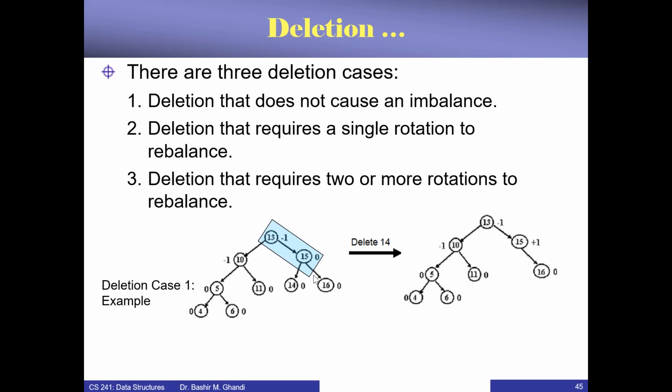In this case, this is the result you're going to get after deleting 14. The balance factor of 15 has changed to +1, and the balance factor of 13 has remained -1. No change. So you ask yourself, is 15 balanced? Of course it is. So nothing to do. But you don't stop there. You ask yourself, is 13 balanced? Again, it is balanced. So in this case, there is nothing to do. This is the easiest case: deletion that doesn't cause an imbalance.